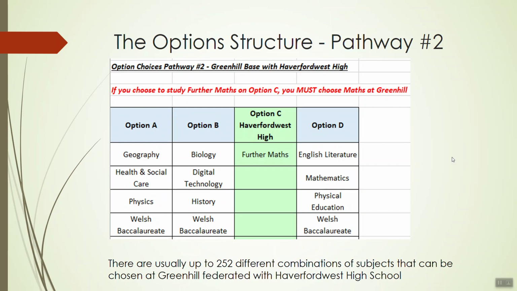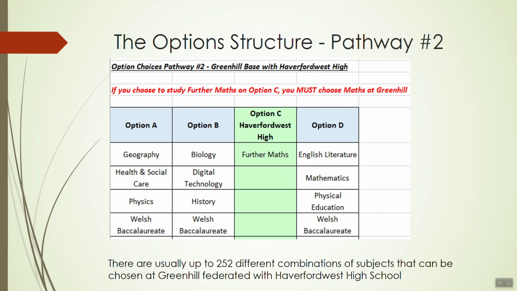Pathway 2 is the further maths pathway, and you'll see there that the option C is the one that is the federated block. So if you wanted to consider doing, let's say, physics, further maths, then you would choose physics in option A, Welsh Baccalaureate in option B, further maths in option C, and if you choose further maths, you have to choose maths at Green Hill in option D.